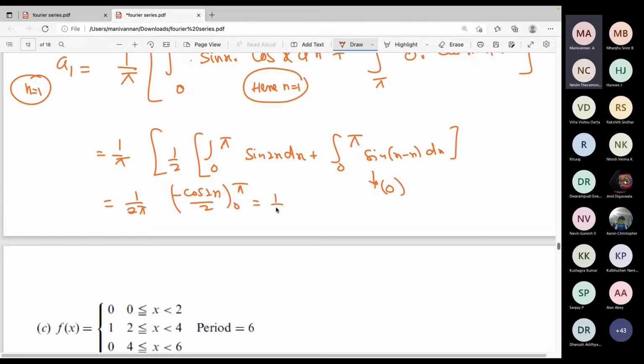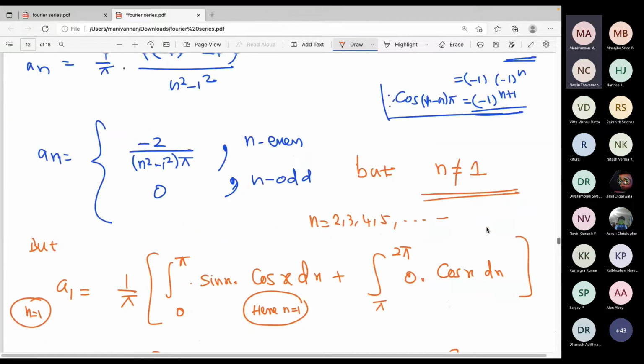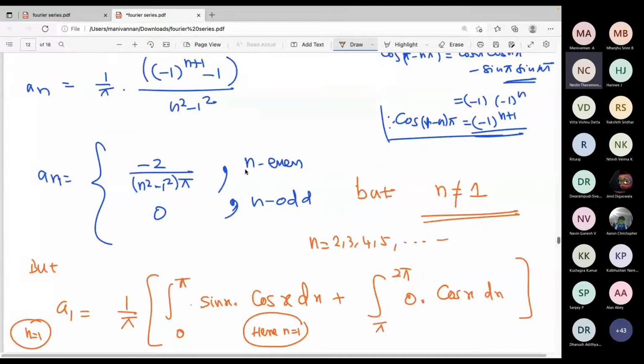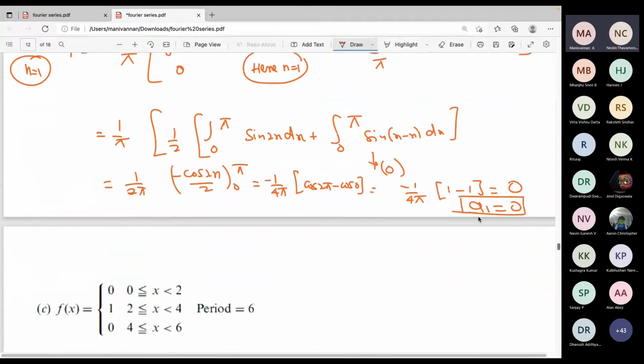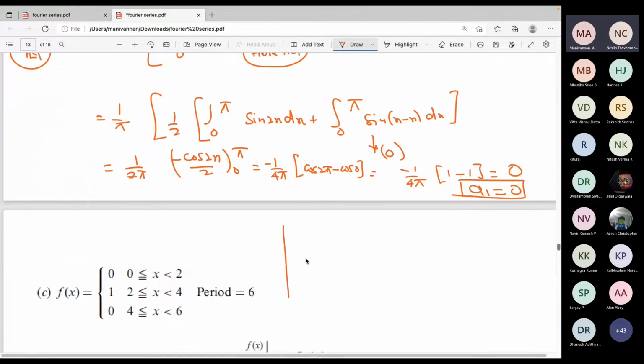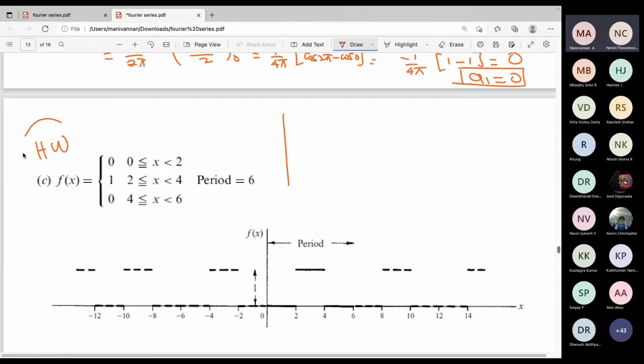So this 2 and 2, it is 1 by 4 pi times minus of cos 2 pi minus cos 0. Cos 2 pi value is 1, cos 0 value is 1. So overall, this a1 is 0. But what you obtained here when n is 1 is infinity. To avoid these conditions we need to get this one. Then bn I have to calculate. You may take it as homework.